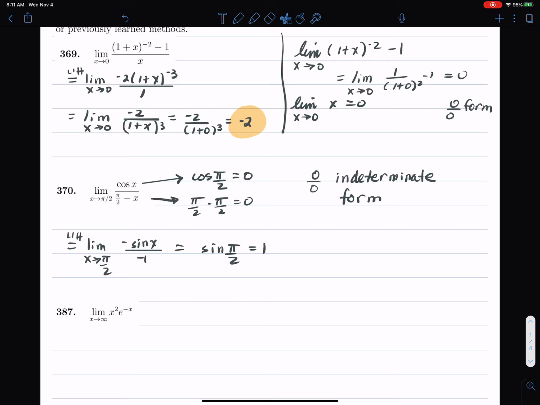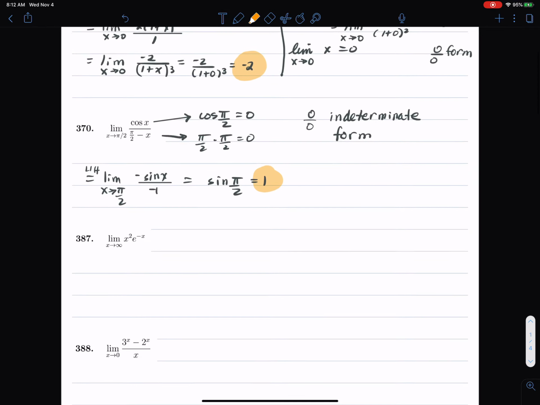Okay, so I write that little notation LH to indicate that I'm using L'Hopital's rule, taking the derivative of the numerator, taking the derivative of the denominator, and I get a new limit, which is the limit of sine x. Sine x is a continuous function, so I can just put in x as pi over 2, and I get that as my limit. Next, let's go on to this next one.